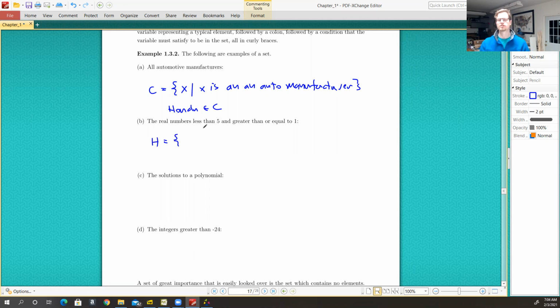Now, sometimes it's important to say where these things are coming from in the first place. So in our first example, we said X, these objects are automotive manufacturers. Okay, cool. Maybe not the most descriptive thing ever. But we could write it as X such that X for real numbers that are less than 5 but greater than 1. We could say X belonging to the real numbers, and so X such that X is a real number between 1 and 5.